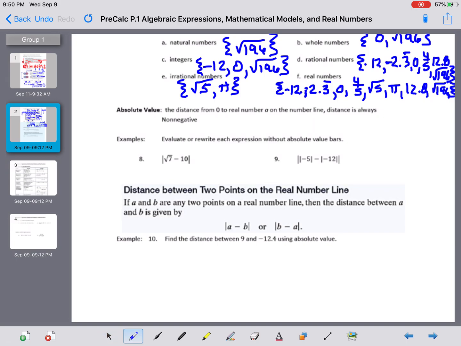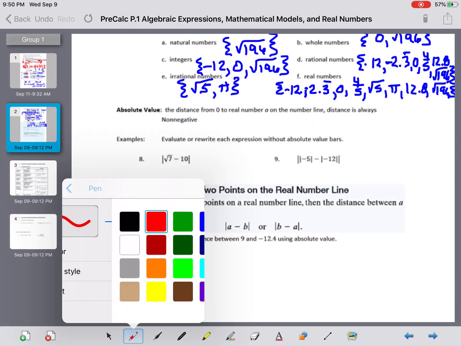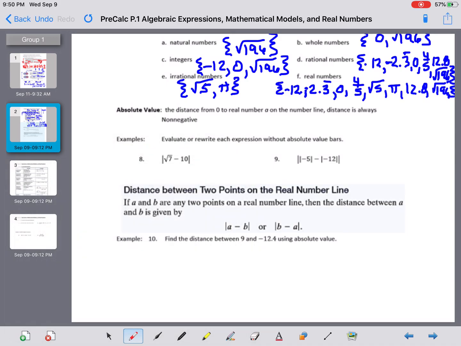Absolute value is something we've seen for years as well, and we're trying to remember that the definition of absolute value is the distance from 0 to a real number, okay? And if we think about distance, distance will always be positive, or non-negative. So these bars around -5 are asking you how far is -5 from 0? Well, it's going to be 5 units away, so that's my answer, okay?